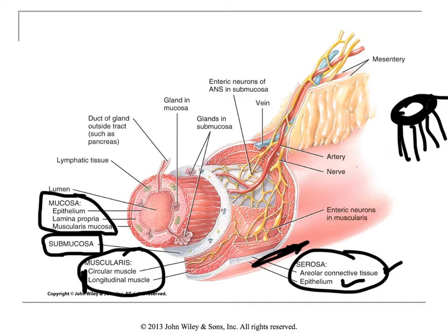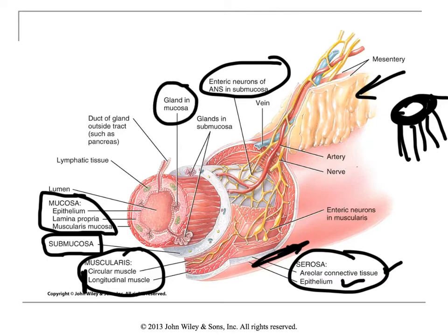You can see how complex it all is. Here's mesentery, which is going to be on the outside. That's like the omentum. It's just tissue holding it all together. There are nerves in there. The nerves are part of this thing called the enteric nervous system. There's glands in there that secretions are going to come from. So there's just a lot going on.